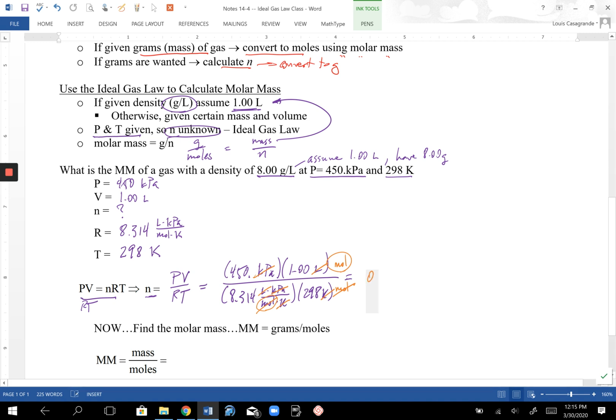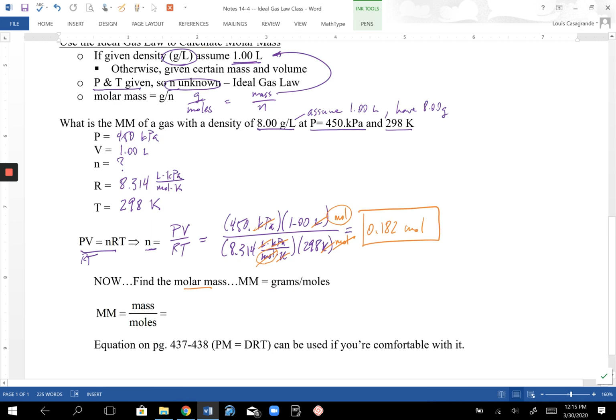And when you do the math, we get 0.182 moles of this gas. We don't know what the gas is, so we can't identify it yet. Now that we have the moles, we can find the molar mass. As we said up above, we have 8 grams of the gas, so we're going to bring 8 grams down here. We're going to divide that by 0.182 moles. Notice we have the units we need, grams over moles. So stop the video and do the calculation.